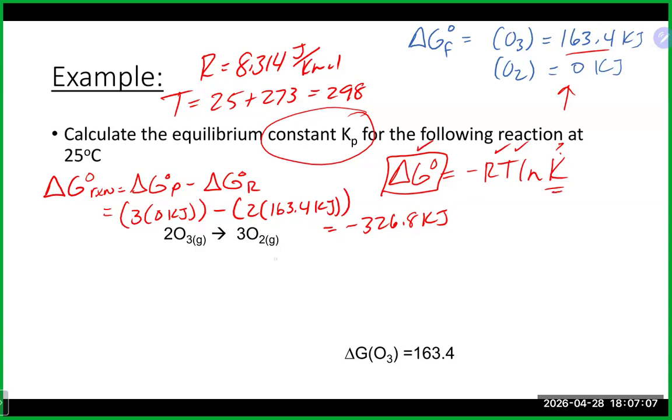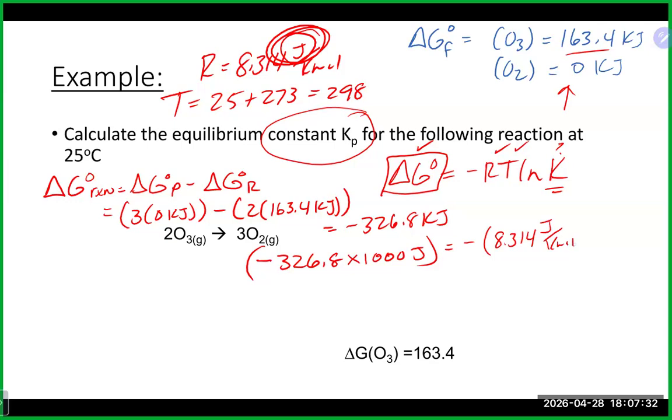So popping in our numbers, we're going to go minus 326.8. I am going to multiply it by 1,000 to convert it into joules. The reason for that is R is in joules. So again, you have differences in units, and you have to be careful of that. And in this case, negative 8.314 joules per Kelvin per mole, and our temperature 298, and our natural log of K is K-ish.